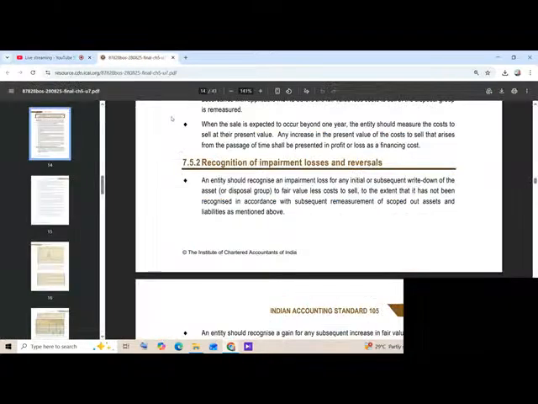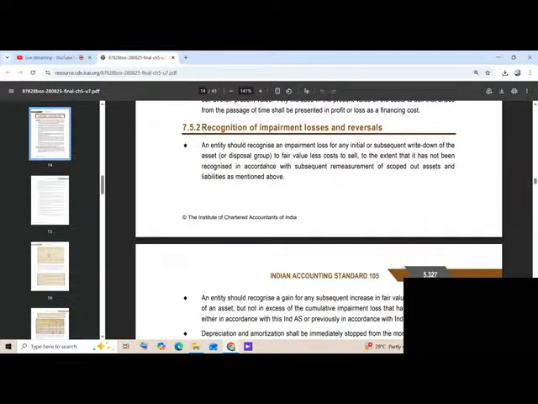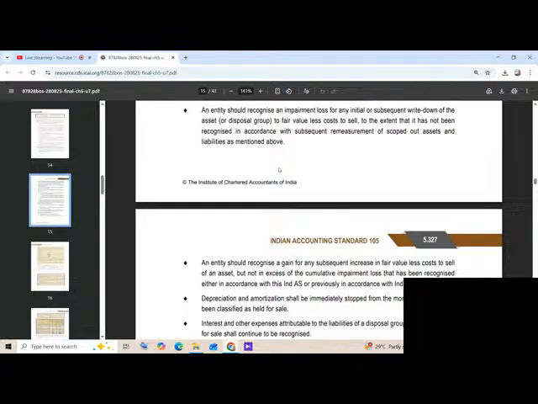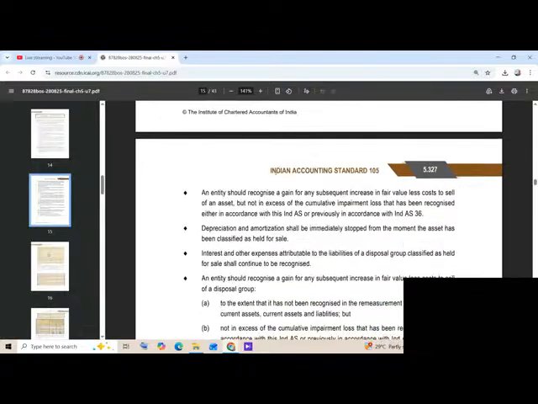Okay, recognition of impairment losses and reversals. An entity should recognize an impairment loss for any initial or subsequent write downs of the asset or disposal group to fair value less cost to sell to the extent that it has not been recognized in accordance with subsequent remeasurement of scoped out assets and liabilities as mentioned above.